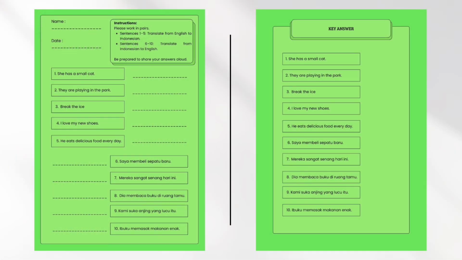After working individually, students now collaborate in pairs. Students translate 5 English sentences into Indonesian, and students translate 5 Indonesian sentences into English. The purpose of this task is to encourage collaboration and check student understanding of sentence structure. This task supports learning objective number 2. You can find the template for this task in the description below.